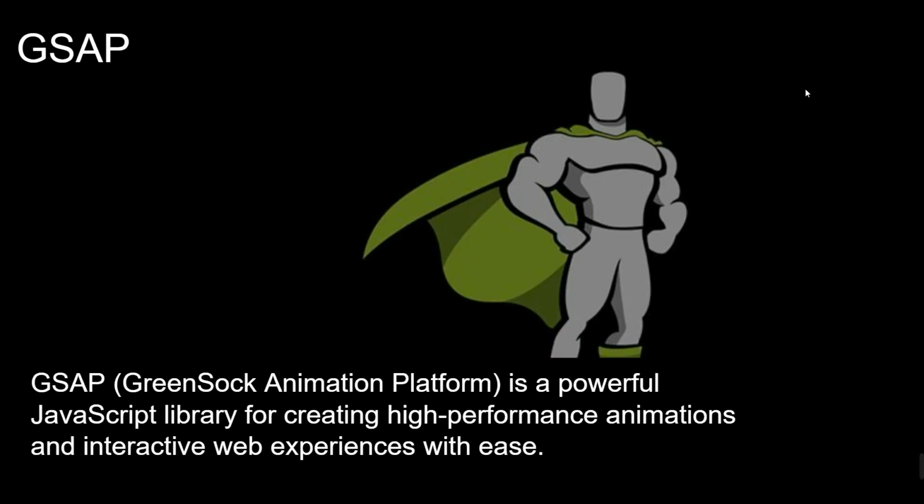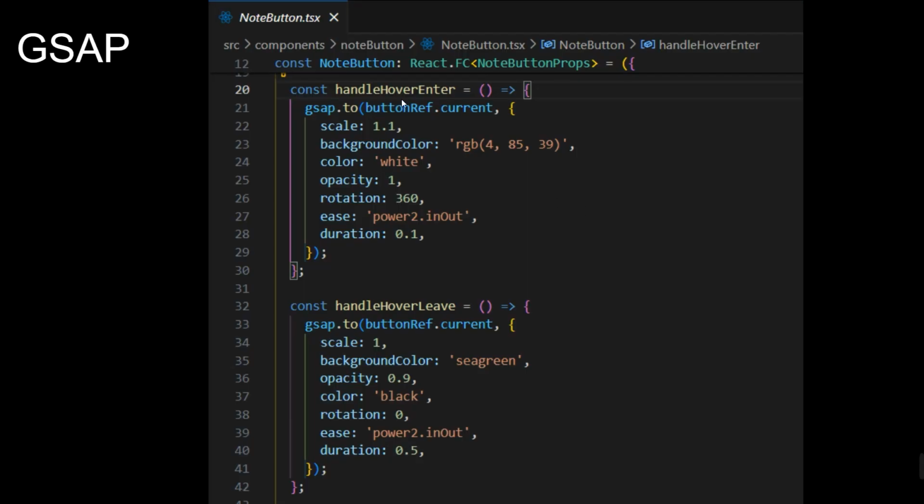I used GSAP to add smooth hover animations on button elements. The handle hover enter function is triggered when the mouse enters the button, animating specific properties using the gsap.to method. Conversely, when the mouse leaves the button, the handle hover leave function animates the button back to its original state.